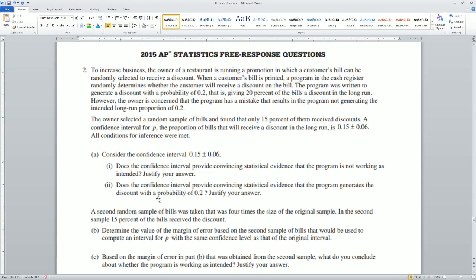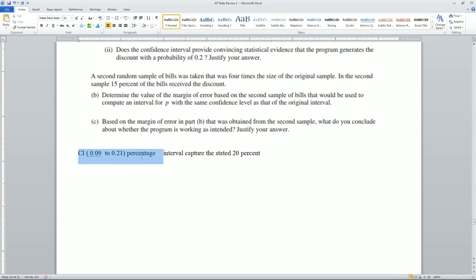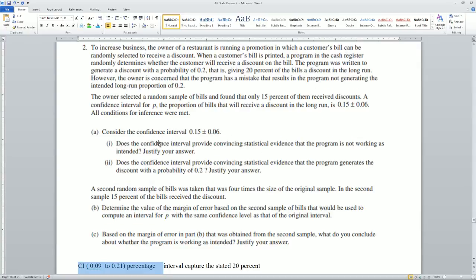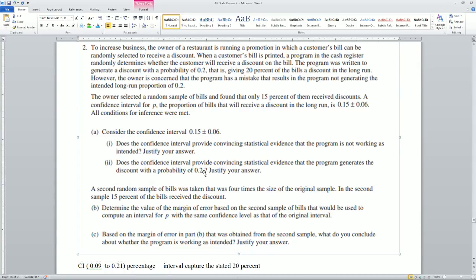When a customer's bill is printed, a program determines whether they will receive a discount. The program is written to generate a discount for 20% of the bills. So 20% of the bills are supposed to get a discount, right? And the confidence interval says that 9% to 21% of the bills will get a discount, correct? Is there enough evidence to show that 20% fits? Yes, because it fits in.